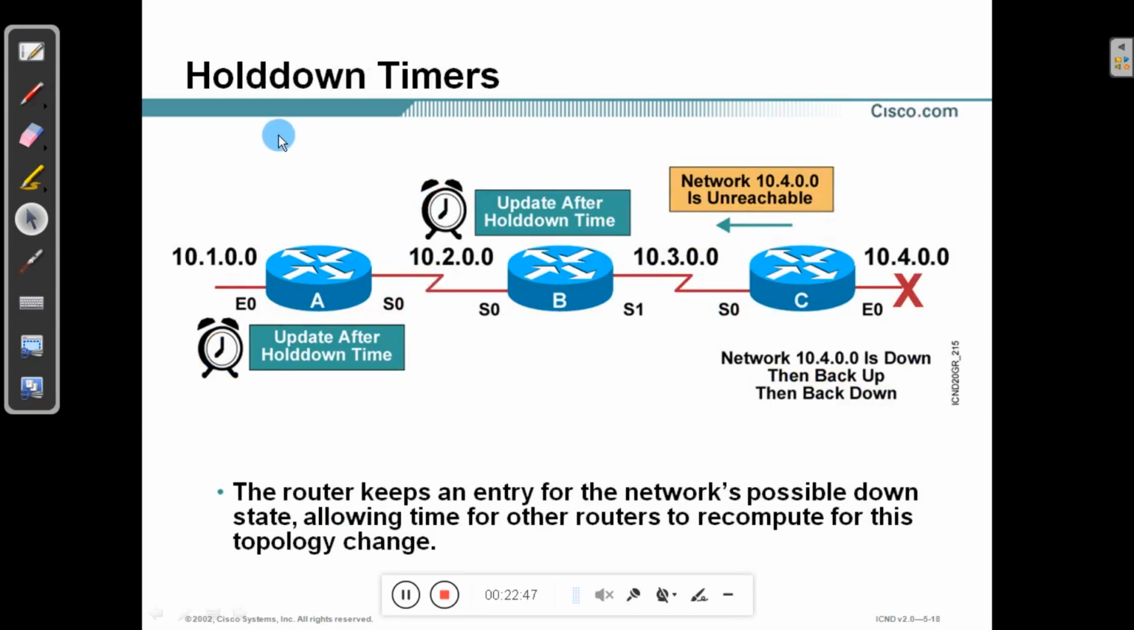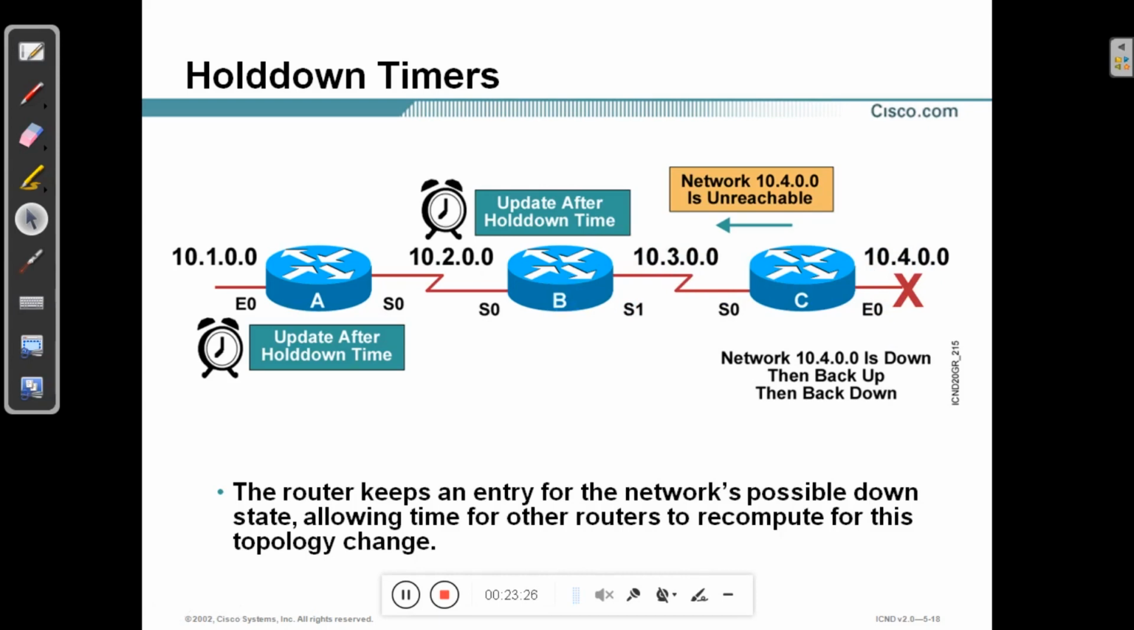Other than that, a distance vector enabled router makes use of hold down timers. The main use of hold down timers is when a route goes down, then back up, then back down. That means the route oscillates many times. Then this router will send the update to the surrounding routers. If routers make changes based on these updates, that will create a problem and a loop.